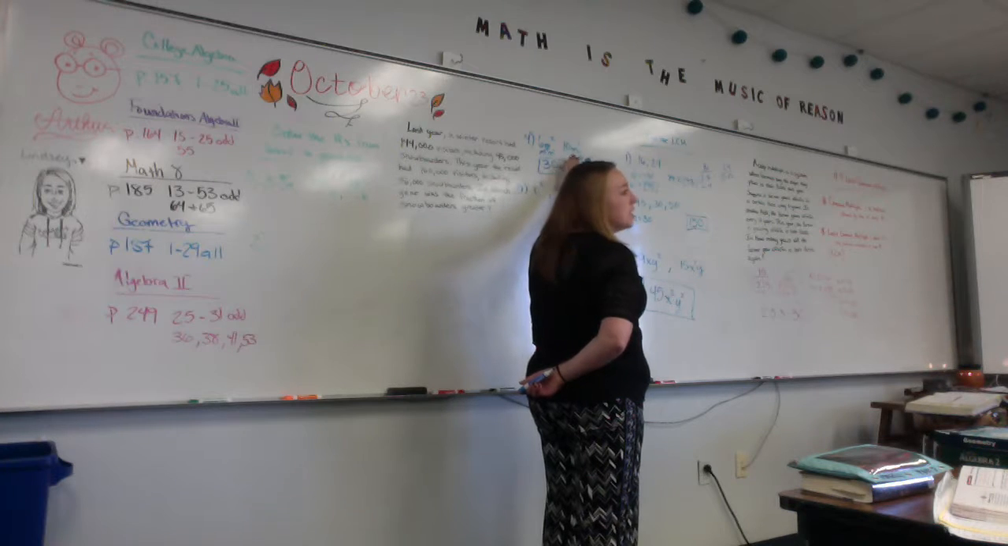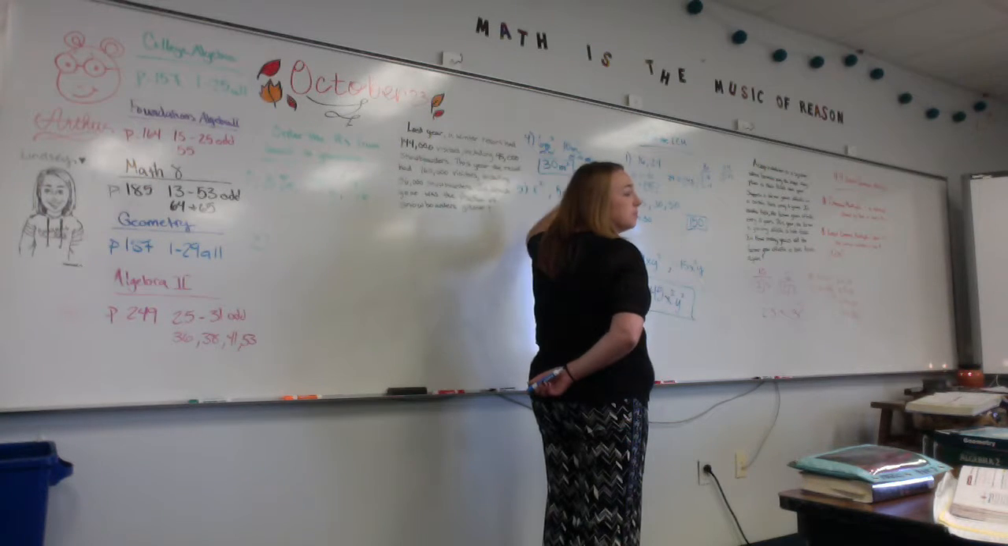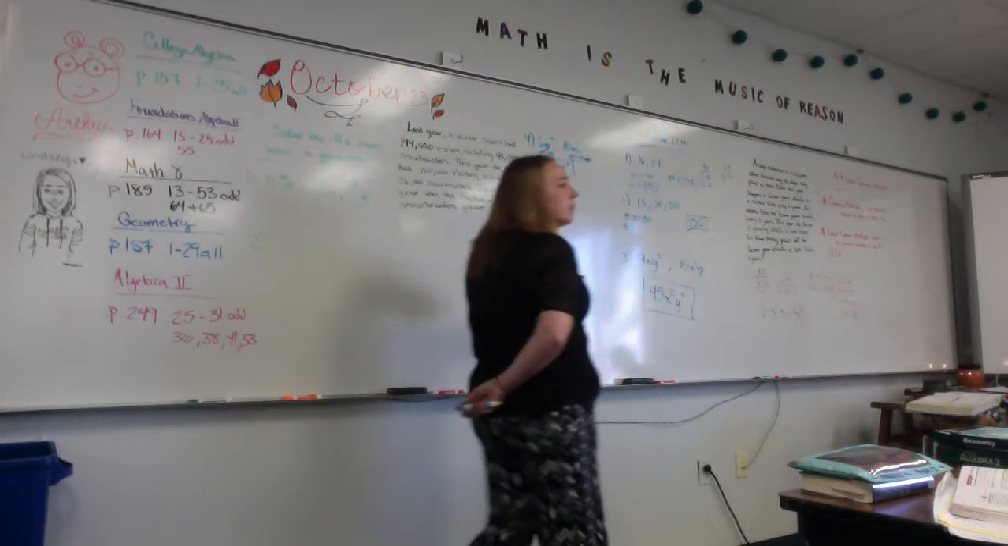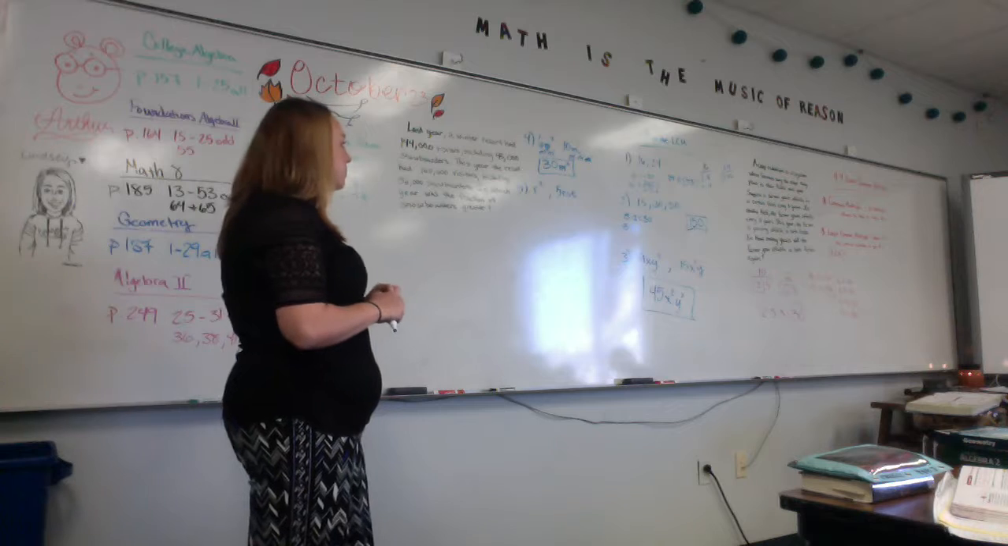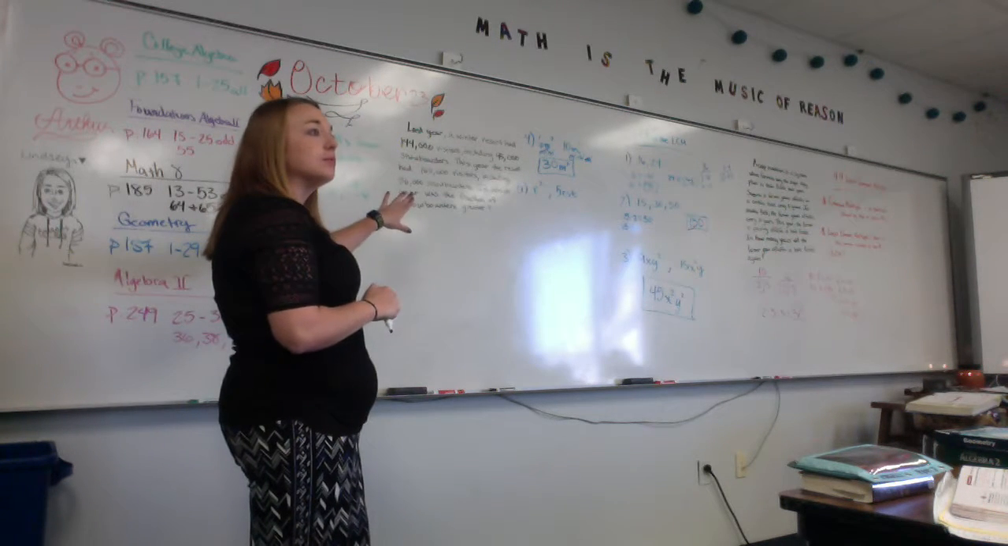10 times 3 is 30. Can I get 6 to 30? Yes. So that's my least common multiple. So it's 30, and then for the variable, the bigger power is the one you drop down. So it's 30.